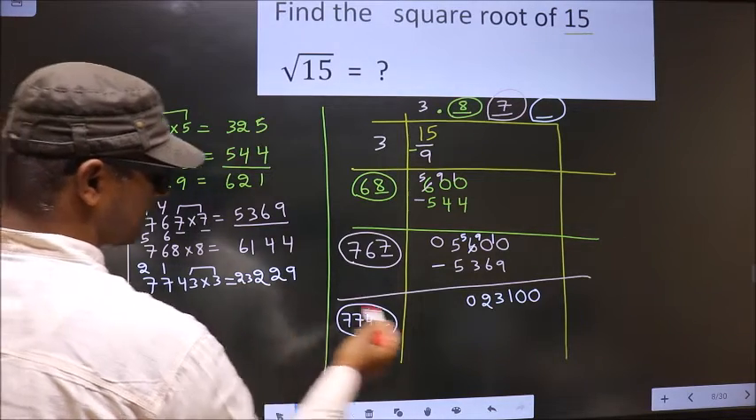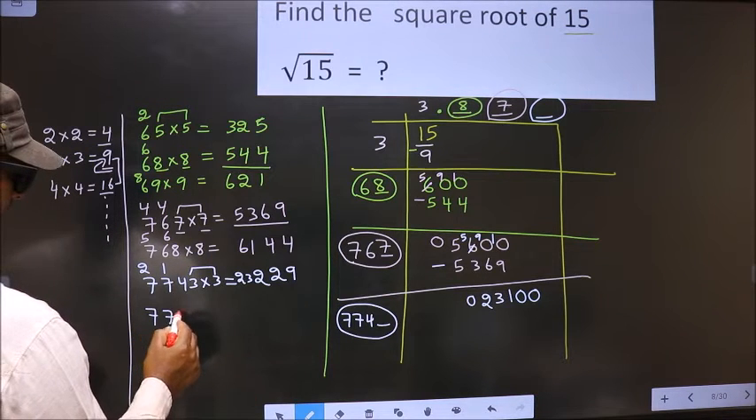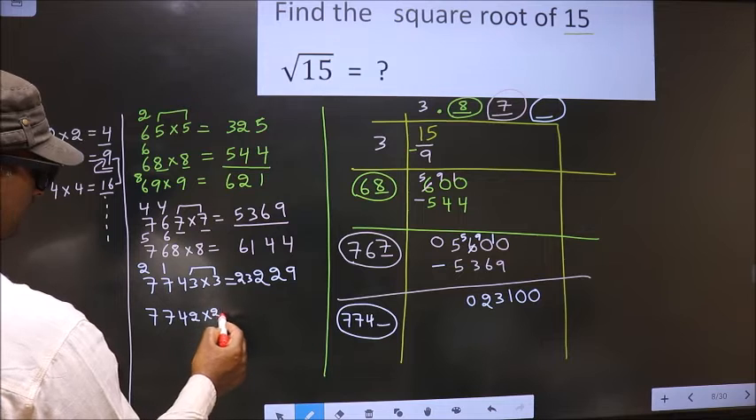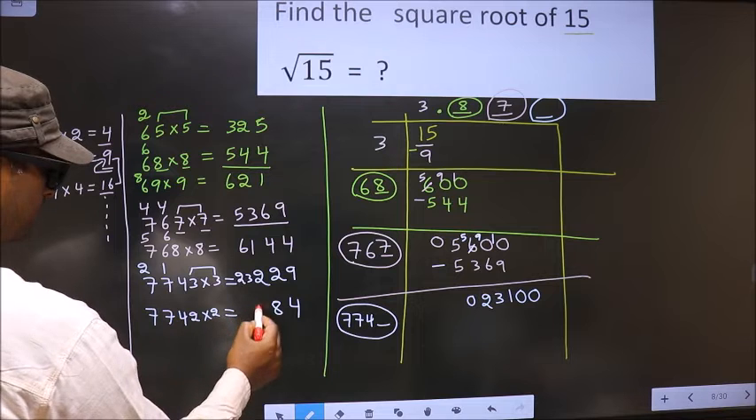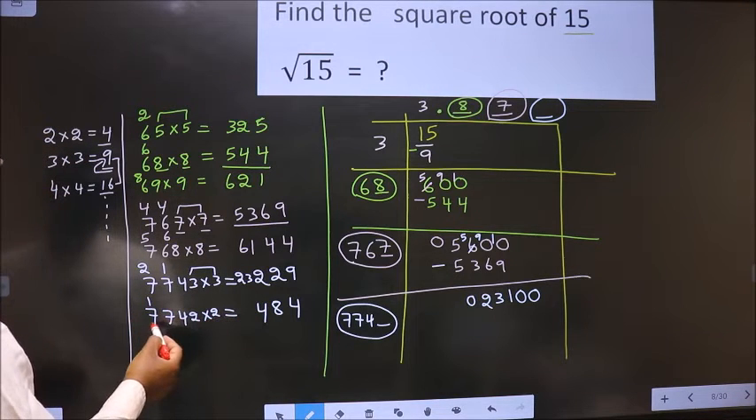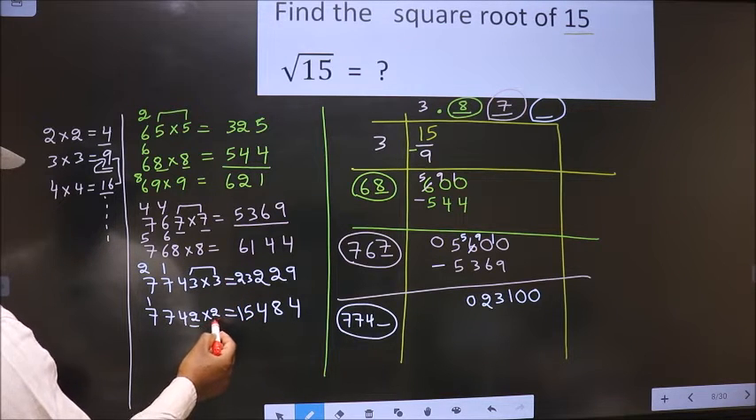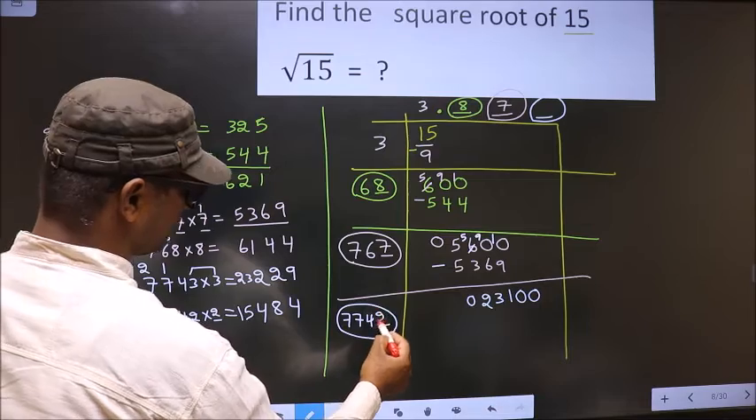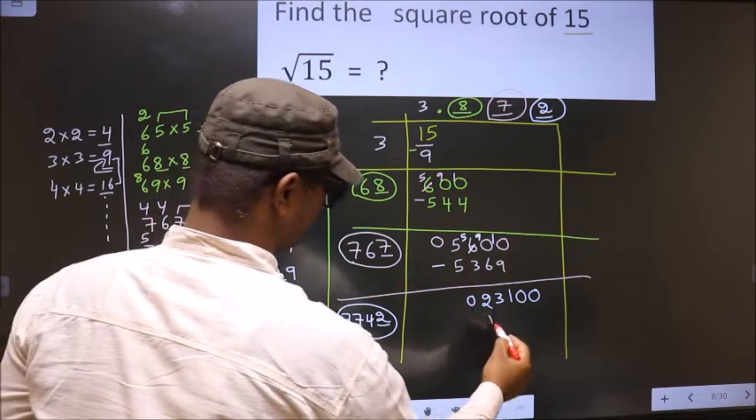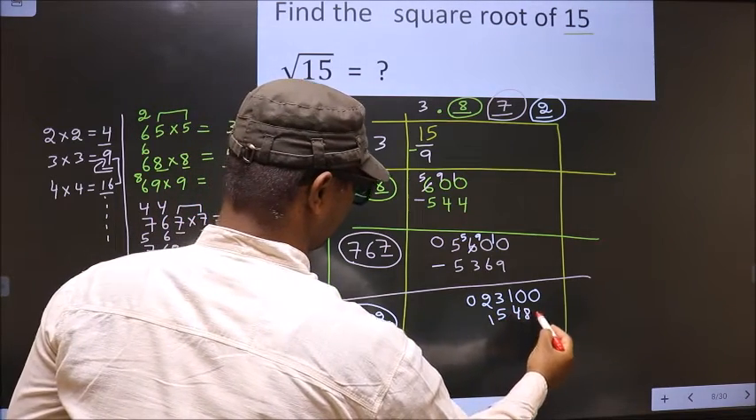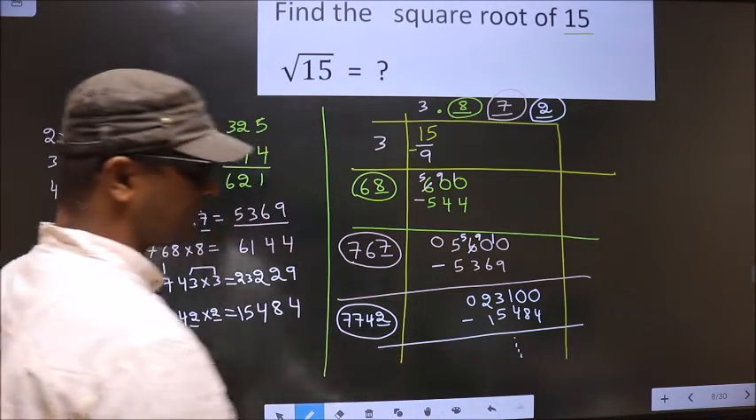Yes, this is exceeding this. So we should take 2. 7742 into 2. 2 into 2, 4. 2 fours, 8. 2 sevens, 14 plus 1, 15. 3 is exceeding, so we should take 2 itself. So you take 2 here, and here 15484. Now you subtract and it goes on.